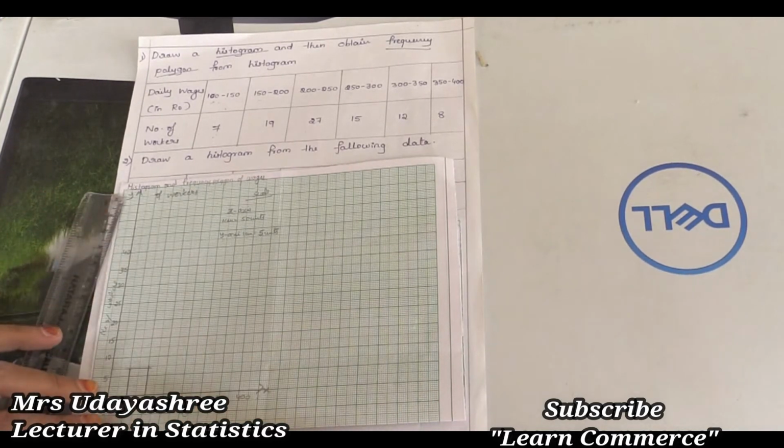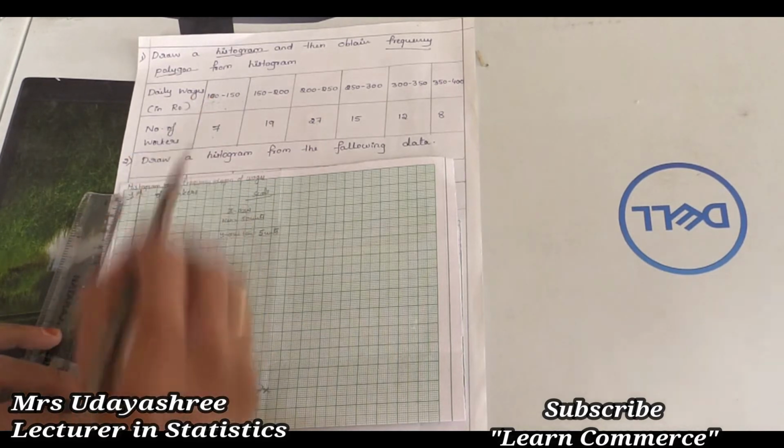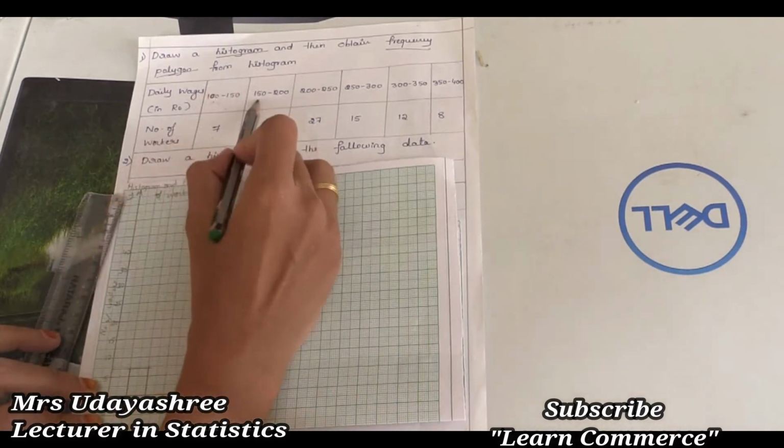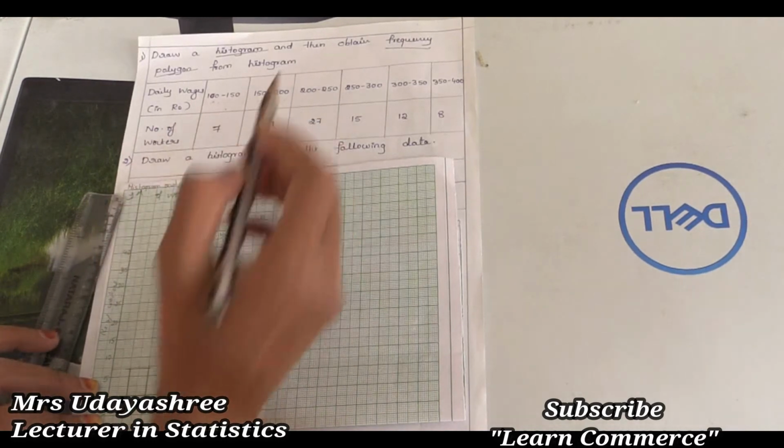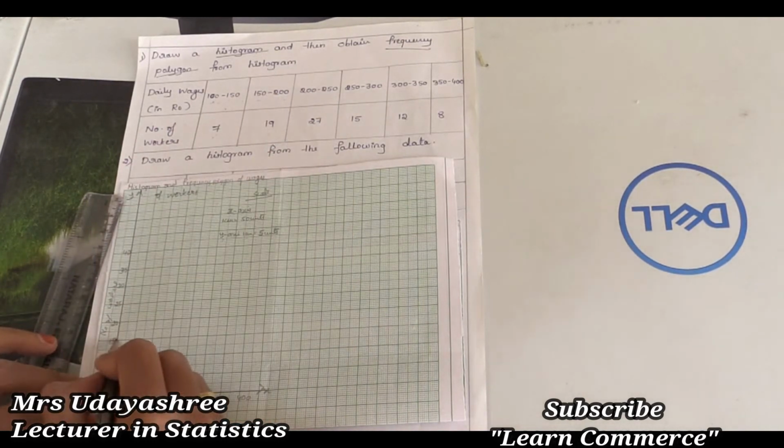So 100 to 150, corresponding frequency 7. Next 150 to 200, corresponding frequency 19. So 10 is here, 15 is here, 20 is here, 19 comes here.